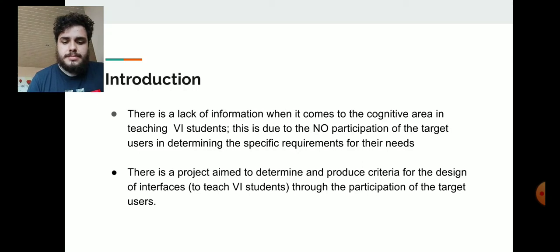Then the article explains that there is a project to develop criteria and interfaces for teaching visually impaired students through the participation of this type of student in the investigation. Because we need the feedback from the visually impaired student in order to improve our teaching methodologies, and that is the main thing about this article.